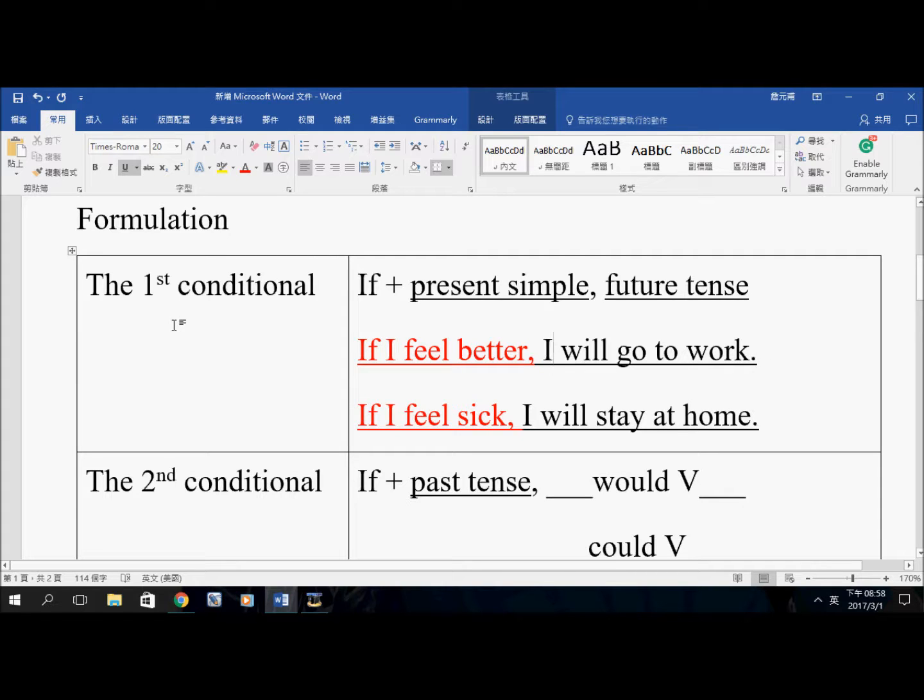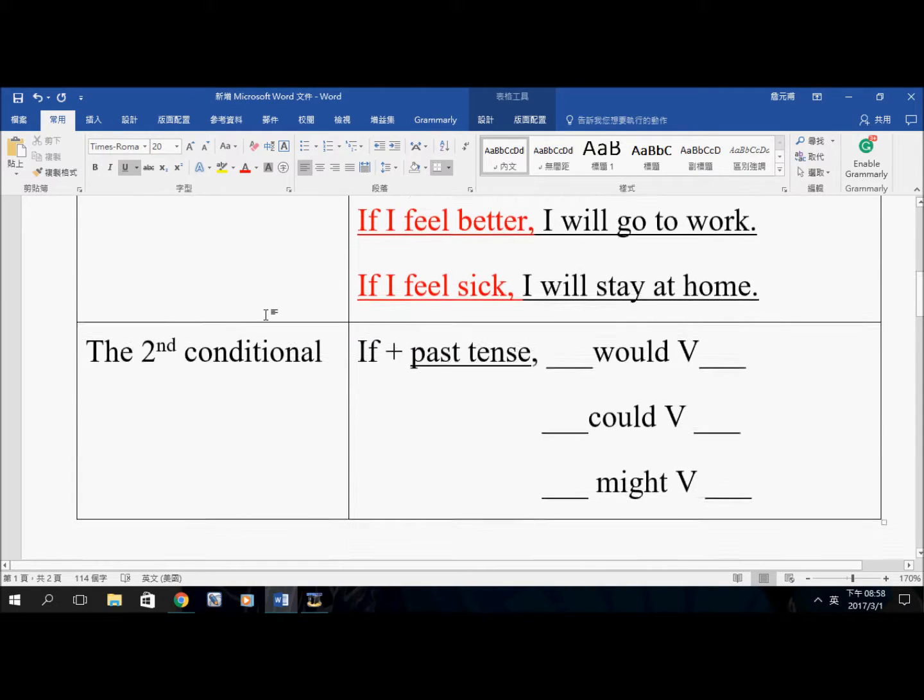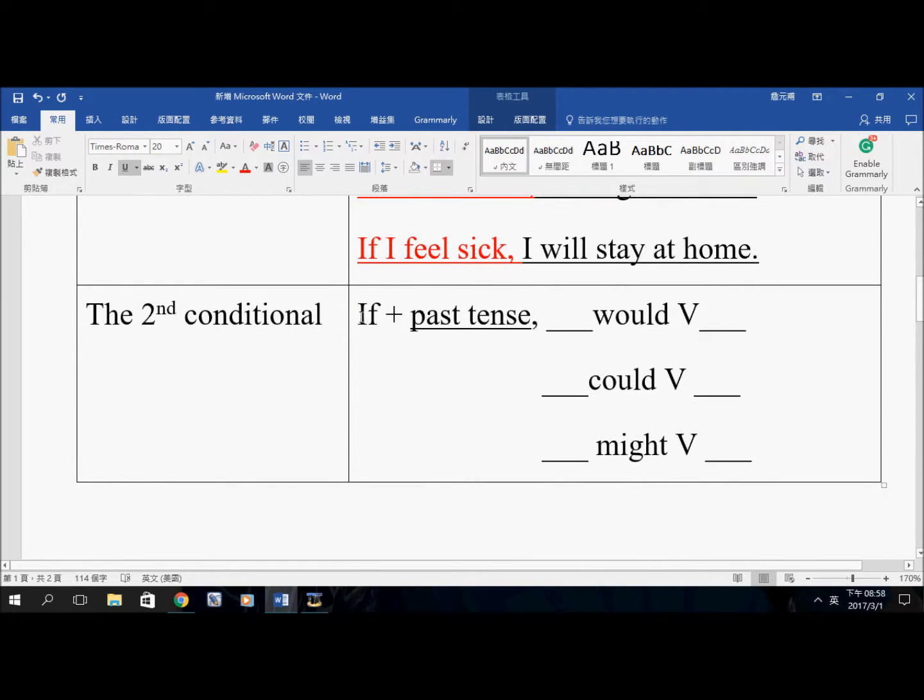So remember, I'm sick and I'm thinking about tomorrow's work. If I feel better, I will go to work. If I feel sick, I will stay at home. Now, as for the second conditional, as you can see, after the word if, the if clause is written in the past tense, not the present tense. And for the other half of the sentence, we have three different choices.